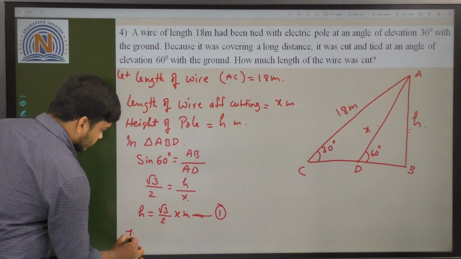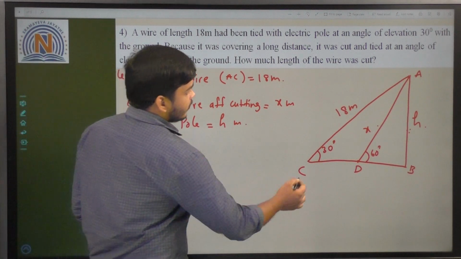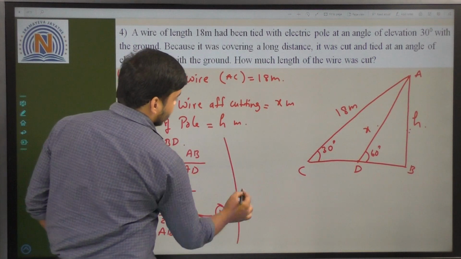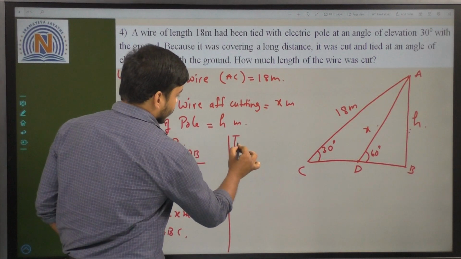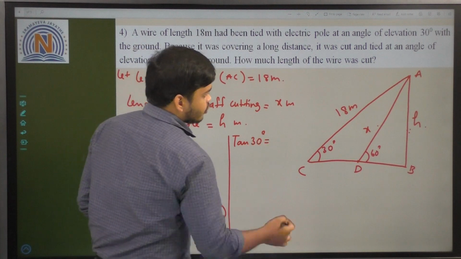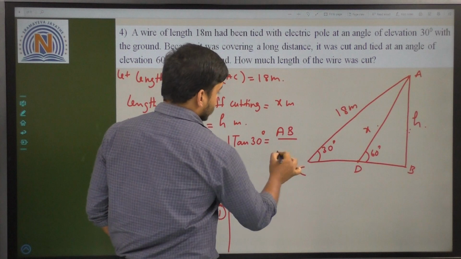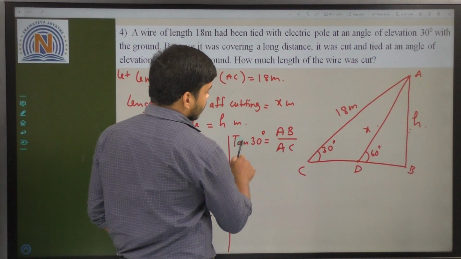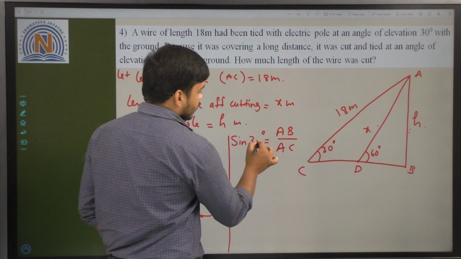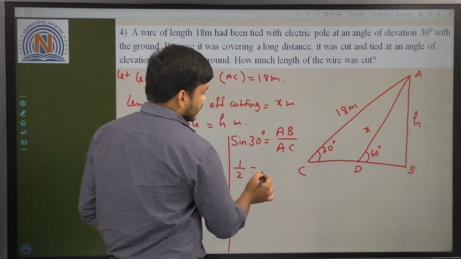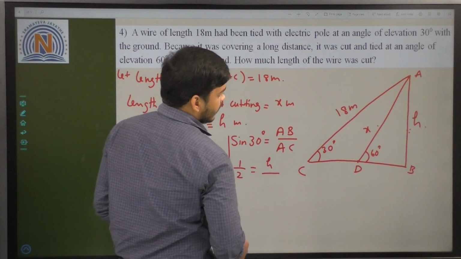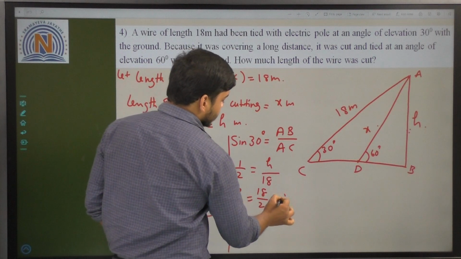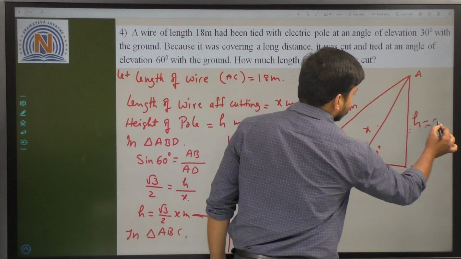In triangle ABC, tan 30 degrees is equal to opposite by adjacent, that is AB by AC. So AB is equal to H. Sine 30 degrees value is 1 by 2, which equals H by AC, and AC is 18. So H is equal to 18 by 2, that is 9 meters. So the height of the tower is 9 meters.